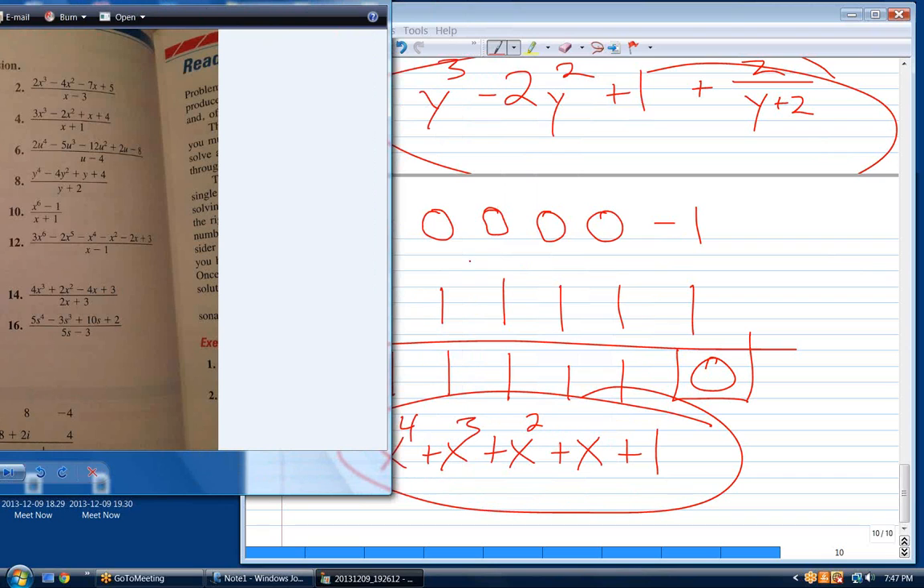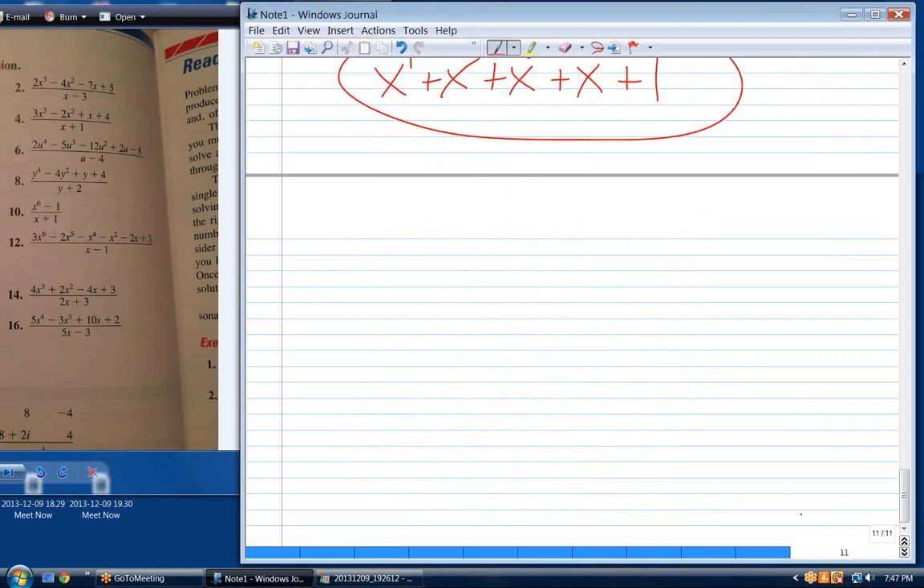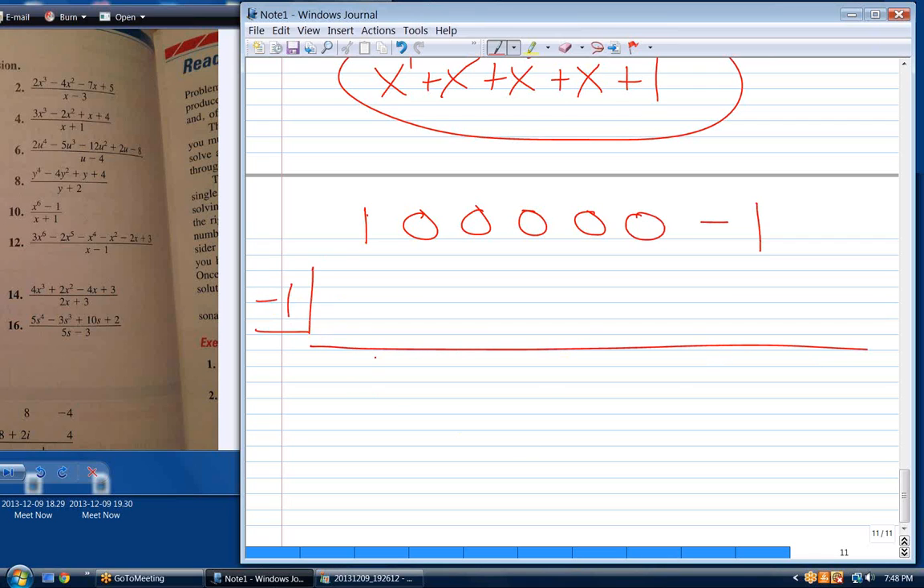Alright, and then 10, I'm assuming is the same. I haven't done 10. We didn't get to 10. So let's try 10. Okay? Alright, so the first number is 1, and then 0, 0, 0, 0, 0, and then -1. Then the box is -1. Drag the 1 down. -1, -1.